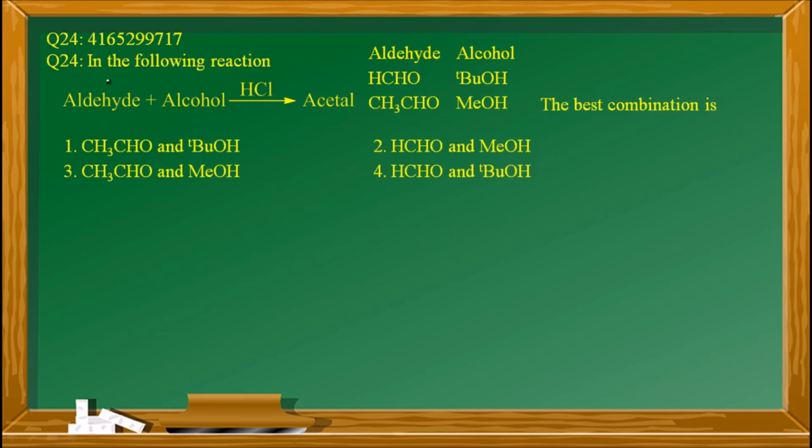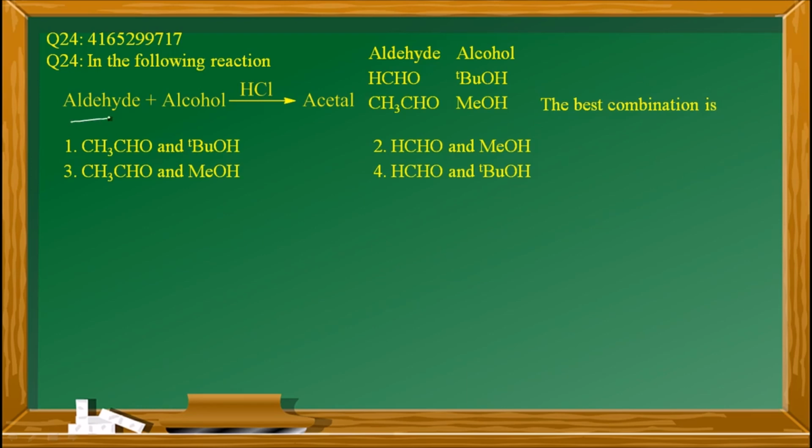Next, question number 24. In the following reaction, they have given some aldehydes and alcohol. What are the aldehydes and alcohol? Aldehyde plus alcohol gives rise to acetal in the presence of acid. They have given the aldehyde formaldehyde and tertiary butanol, acetaldehyde and methanol. The best combination is, friends, it is very simple. They have given some aldehydes and alcohols.